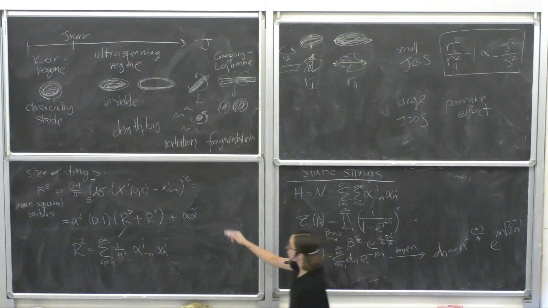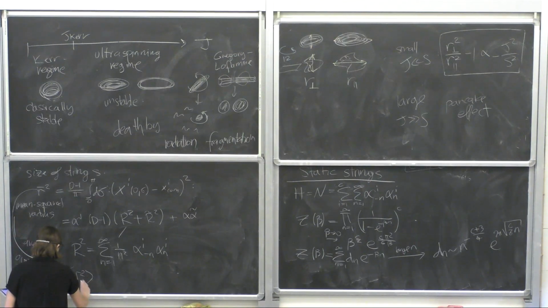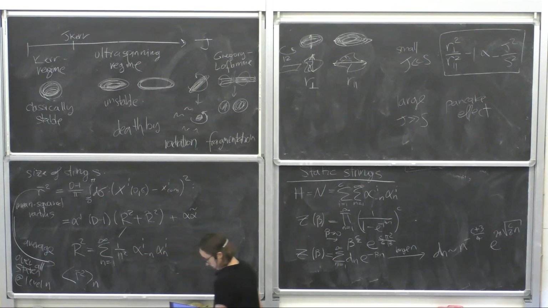Okay, so now what we want to do is compute this size, and we want to average over all states at the same level n. So we want to average over all states at level n. And I will call these brackets R bar squared at level n.